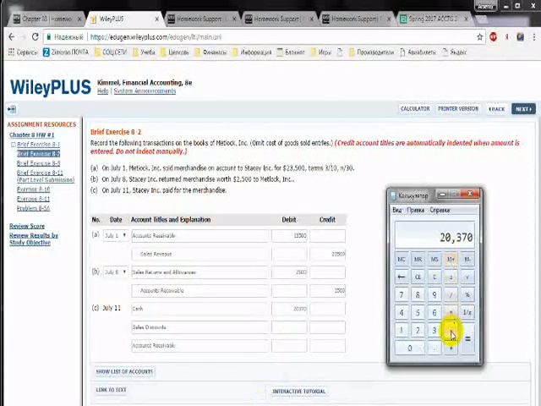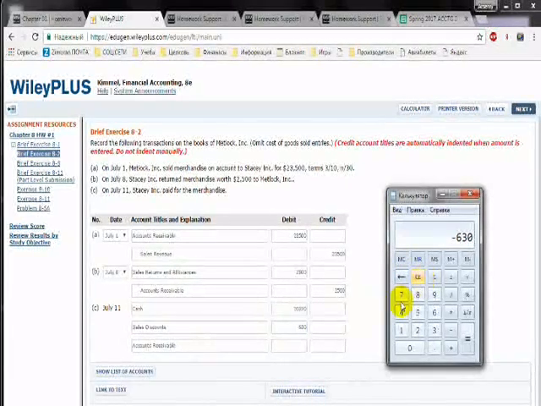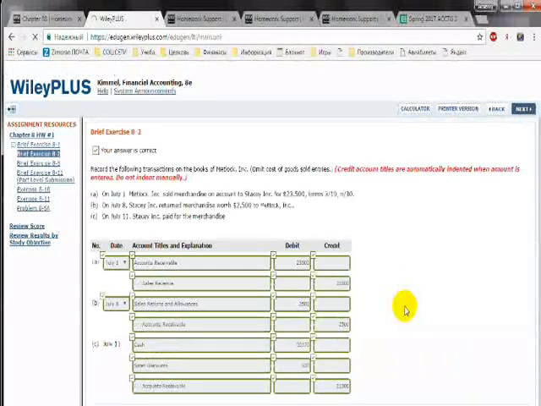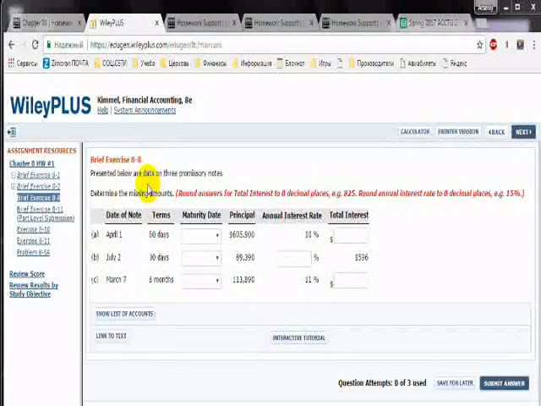So because the discount was 630, accounts receivable is going to be less by 21,000. I would submit that. Correct.